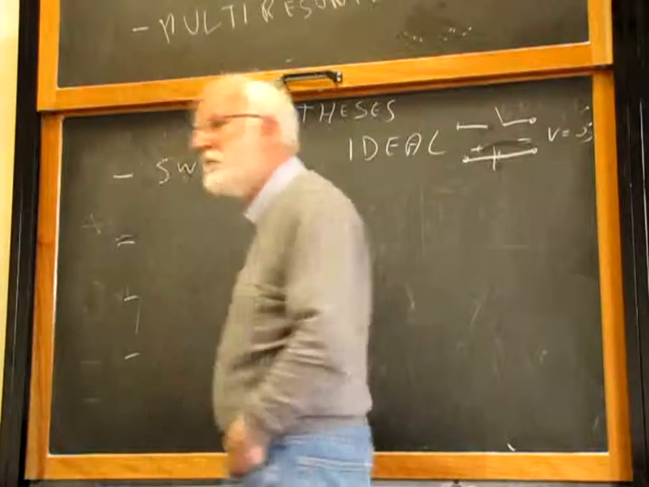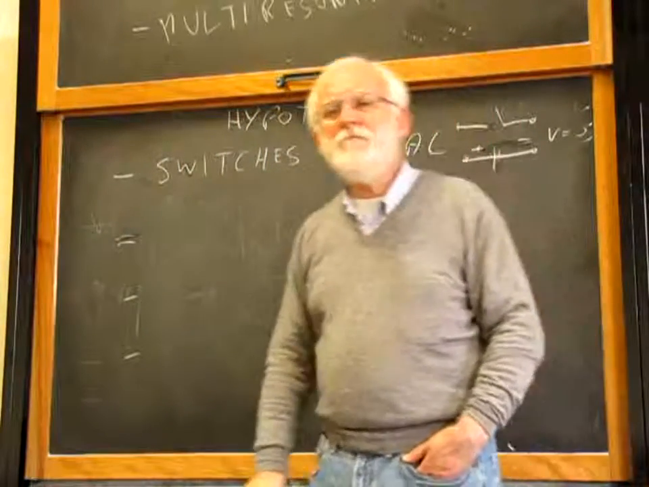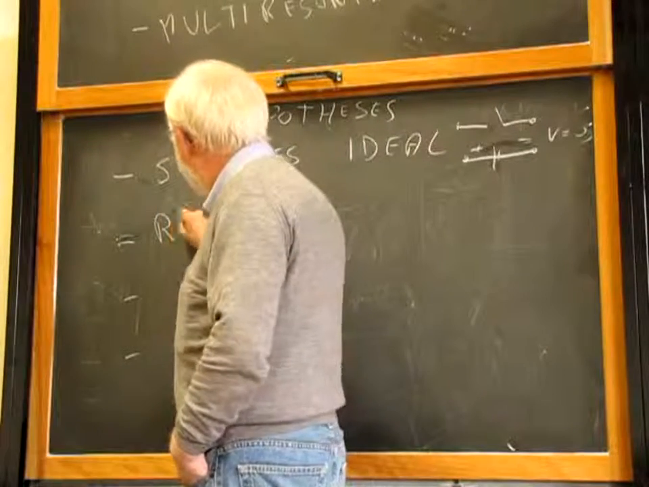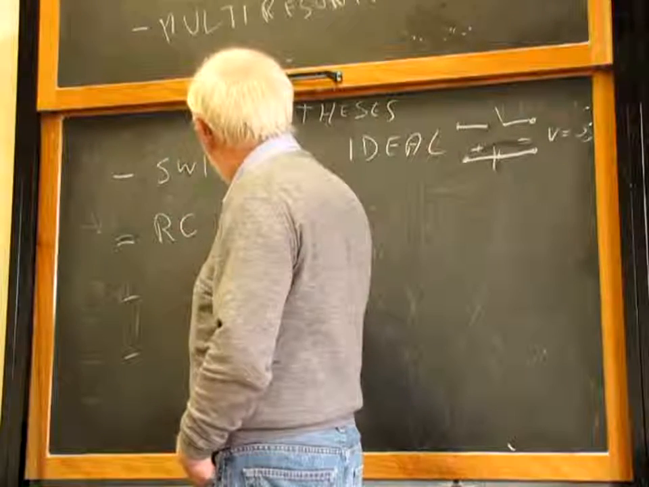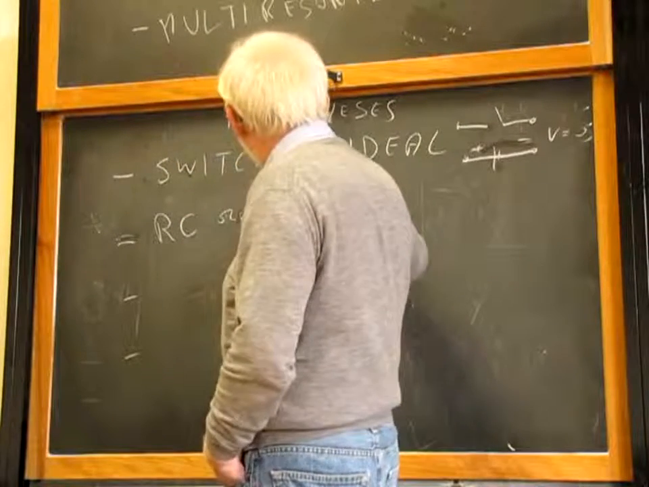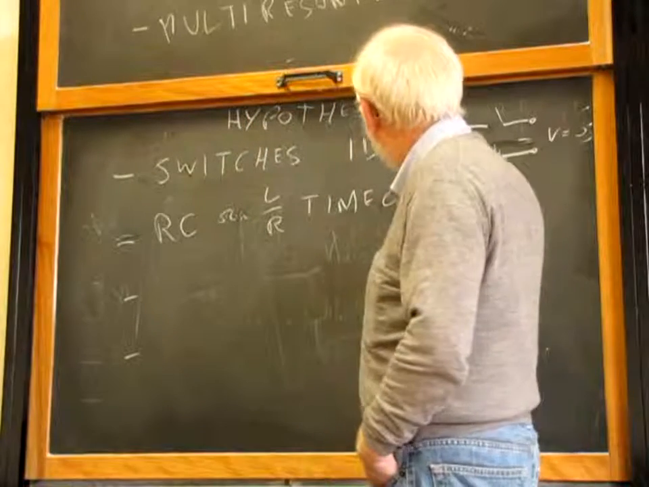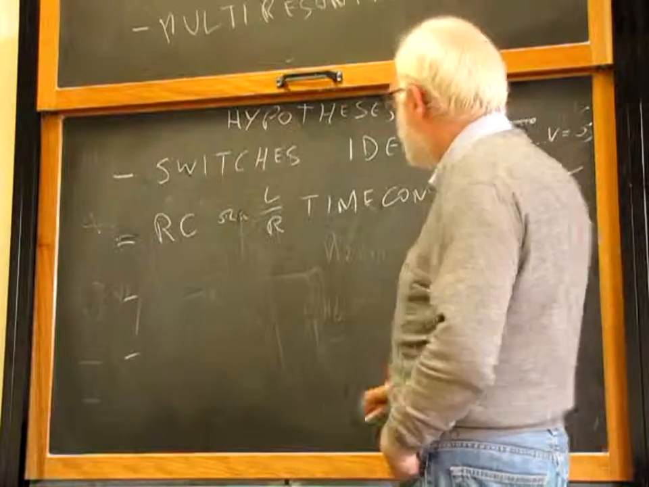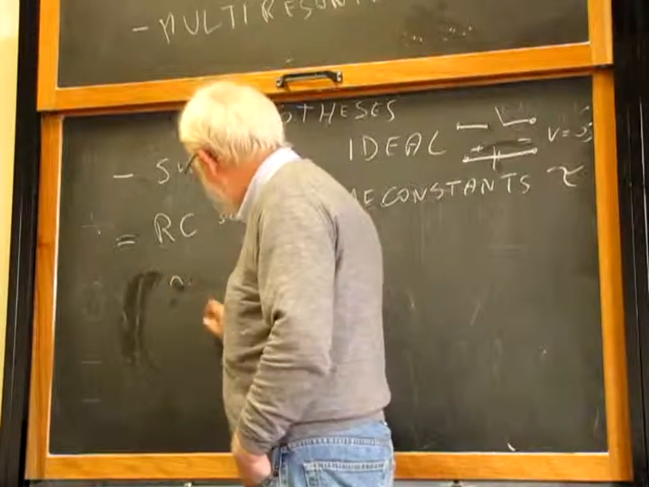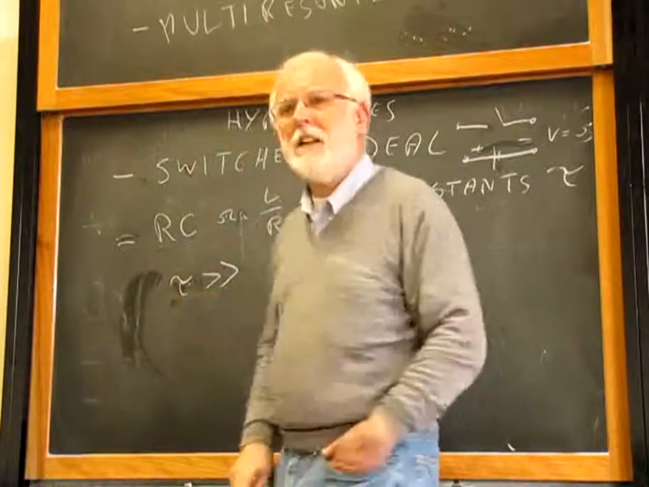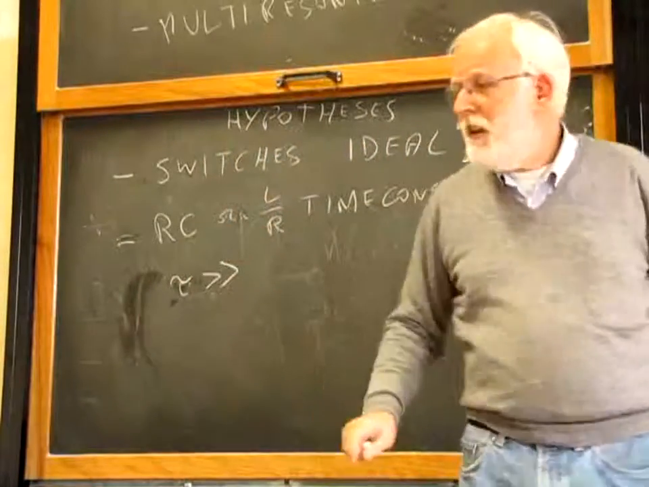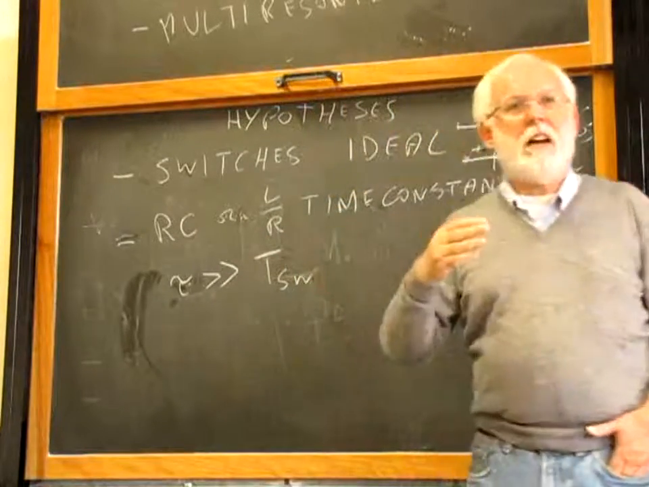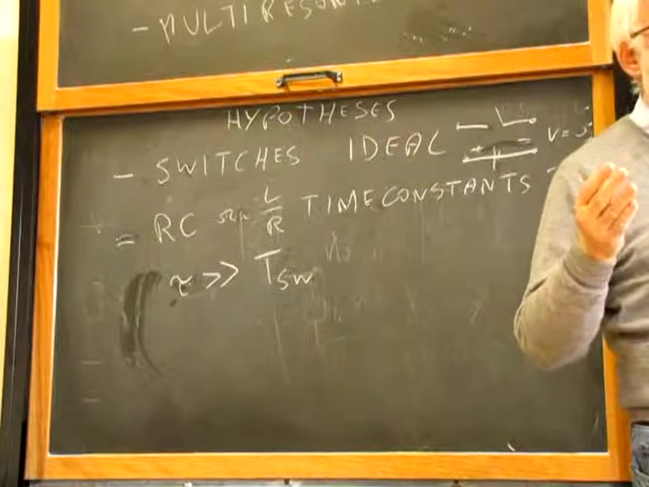losses, ideal switches. Second point we'll consider is the RC or L over R time constant, let's call that tau. Those constants, tau, are far larger, quite longer than the period of switching. That means the period of time where our switch stays closed or open.